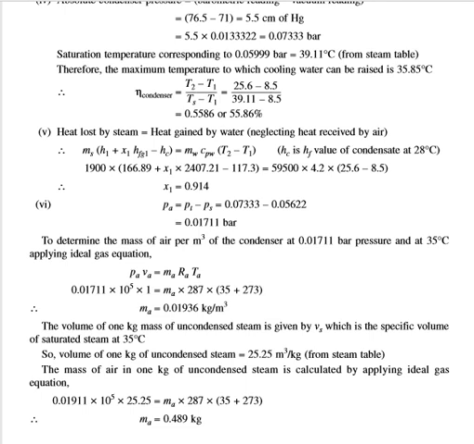We are getting the values from the steam table. We are getting the value at 35 degrees Celsius. Go to the steam table, go to the 35 degrees Celsius temperature line, and you are getting the value from the steam table. The mass of air in 1 kg of uncondensed steam is calculated by applying the gas equation. Again, you have to apply PV equal to mRT. Put the values, and you are getting the value m equal to 0.489 kg.